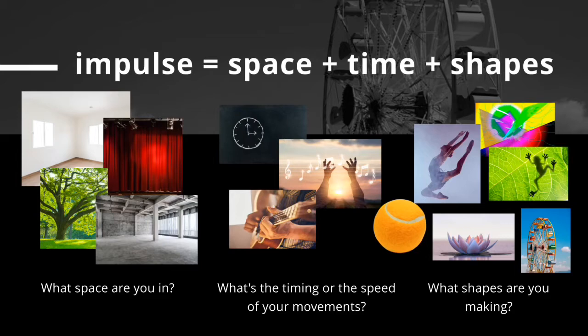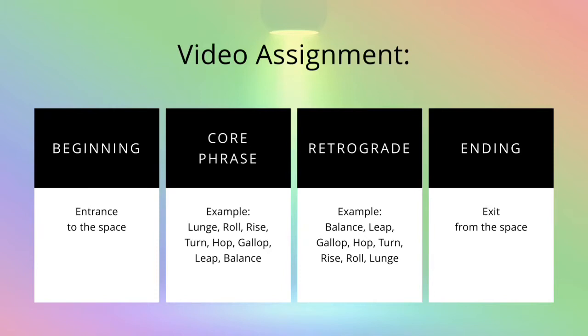For your assignment today, I would like for you to create a core phrase. I'd also like for you to have an entrance and an exit so that there's a beginning, middle, and end. You can repeat the core phrase twice. So if you're using the example that we have for you, a lunge, roll, rise, turn, hop, gallop, leap, balance, in that order, you would then take the phrase and do it in retrograde. Balance, leap, gallop, hop, turn, rise, roll, and lunge.